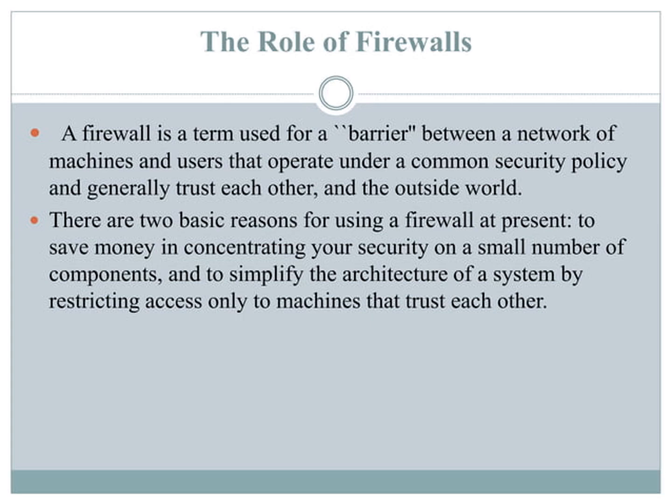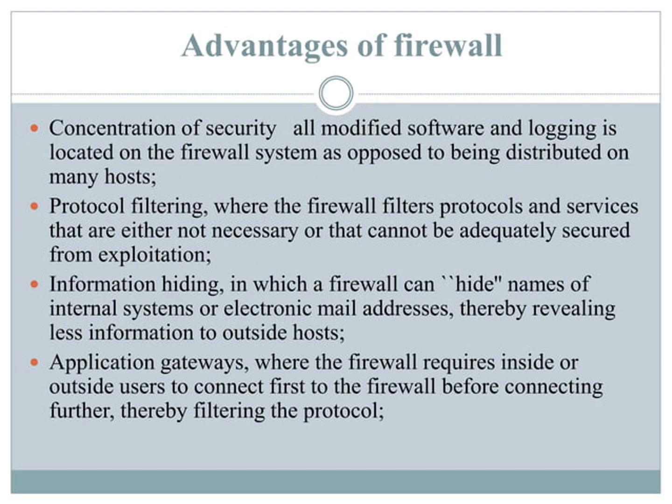A firewall is a term used for a barrier between a network of machines and users that operate under a common security policy and generally trust each other, and the outside world. There are two basic reasons for using a firewall at present: to save money by concentrating your security on a small number of components, and to simplify the architecture of a system by restricting actions only to machines that trust each other. Then, on the next slide, we will see the advantages and disadvantages of firewalls.